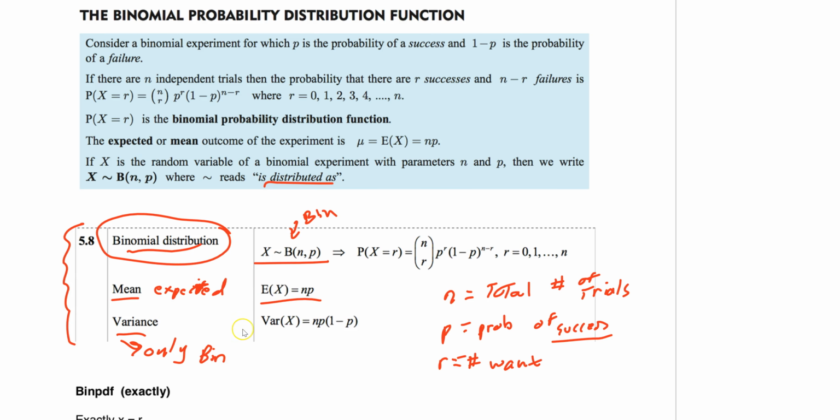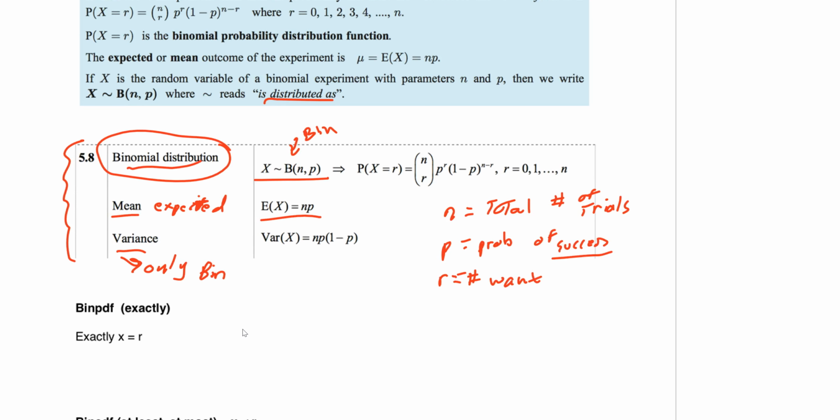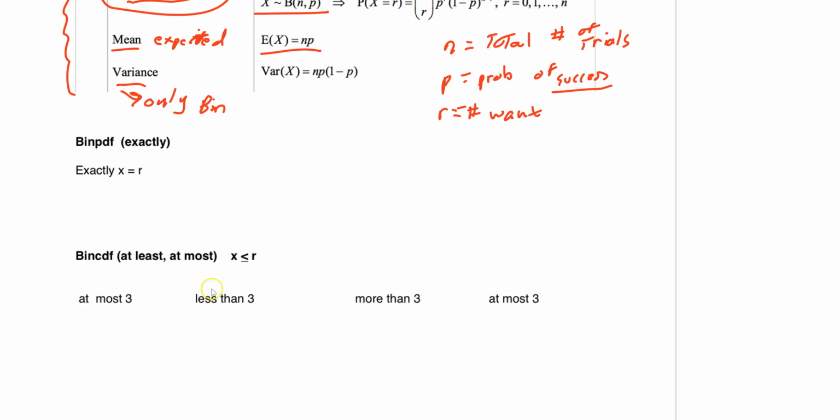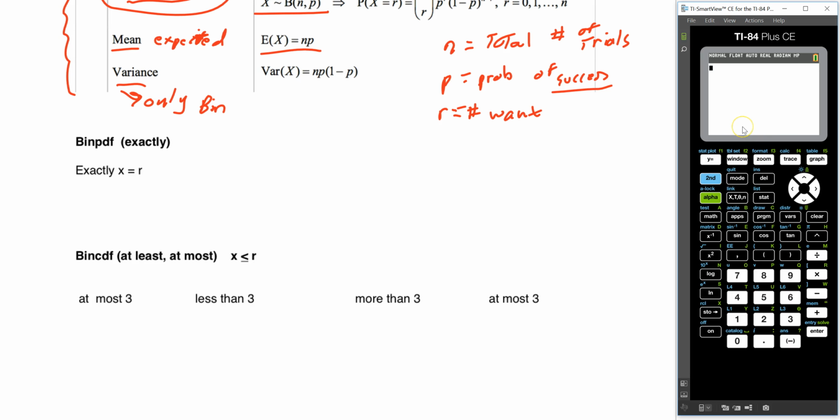So now let's talk a little bit more about how to use our calculator to do this. Now there's 2 types of distribution we're going to talk about: binomial PDF and binomial CDF. We're going to do this all on our calculator. Let me talk about PDF first.